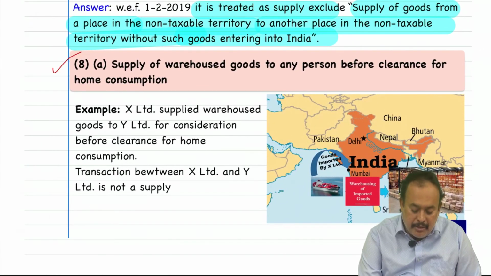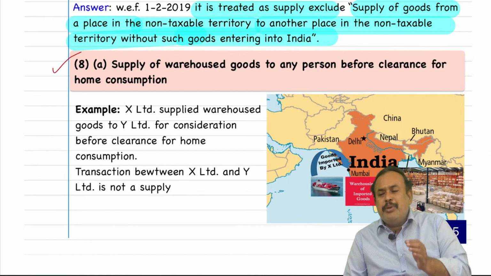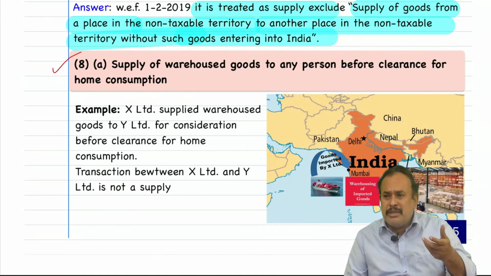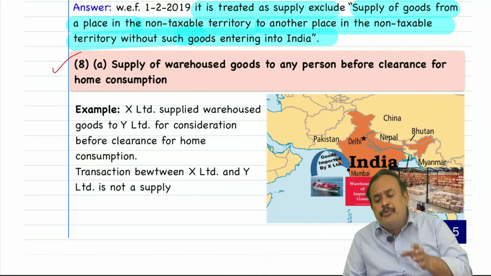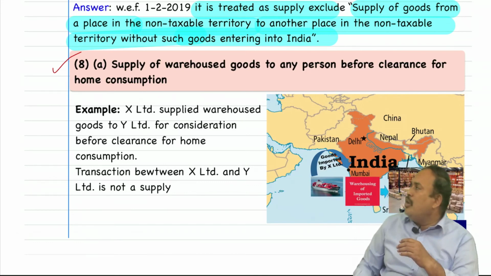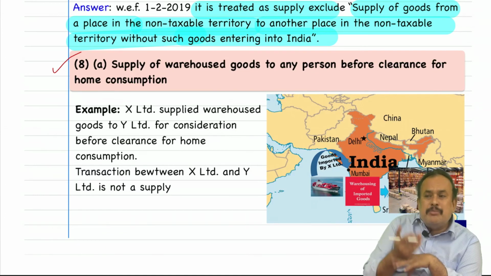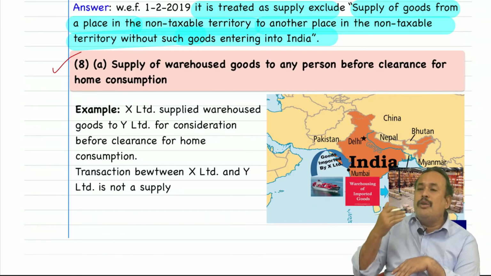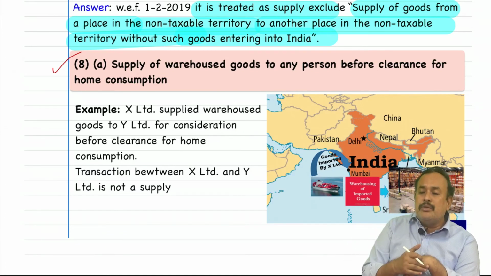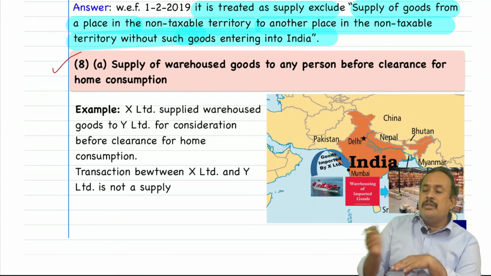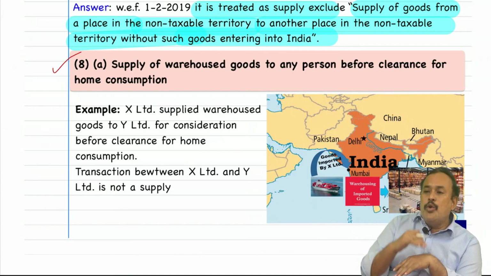If you refer here, supply of warehouse goods to any person before clearances for home consumption. Meaning what? Import the goods and request the Department of Customs by following the procedure of warehousing. The goods are warehoused, yet to be removed for home consumption.